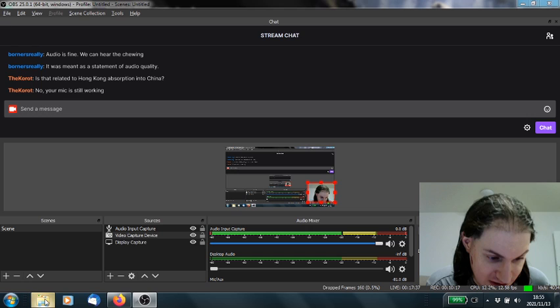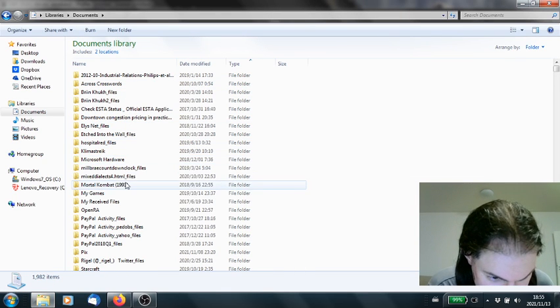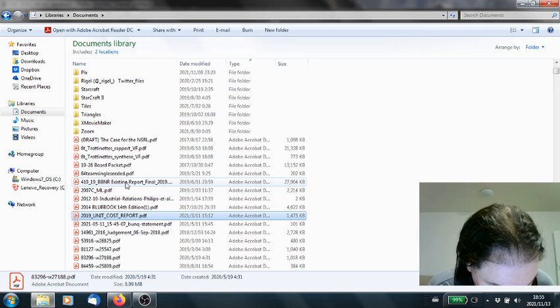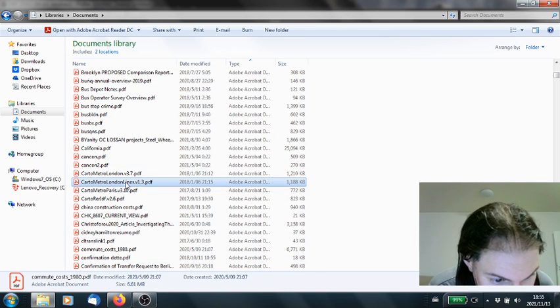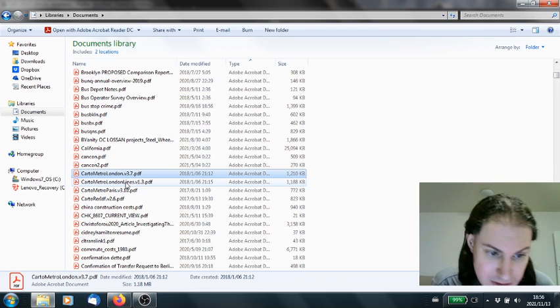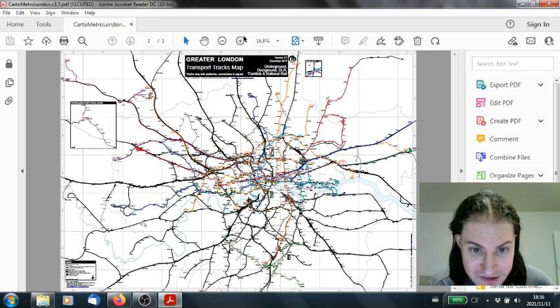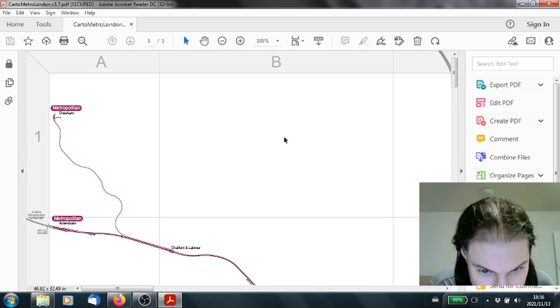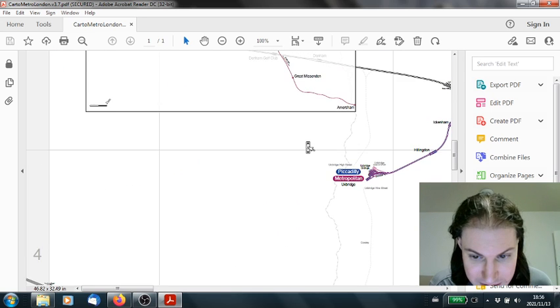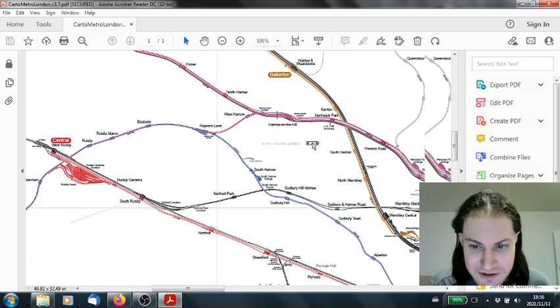And I'm going to see if I have the map of the London Underground. It should be Carto Metro London. Okay. Pronounced in French because it's a French website that's mostly about Paris. It just figured, why not also London? And actually use the language that they speak in London rather than pretend everyone speaks French like we're fools from 1897.